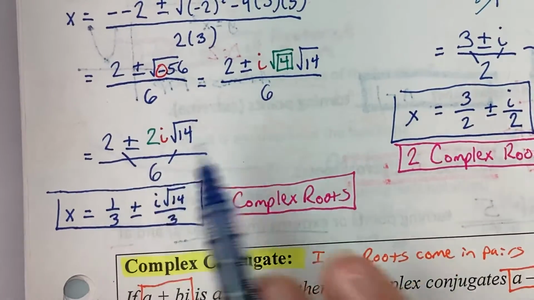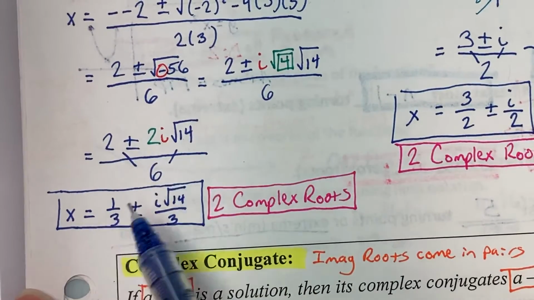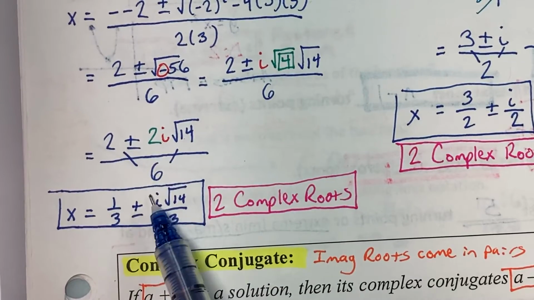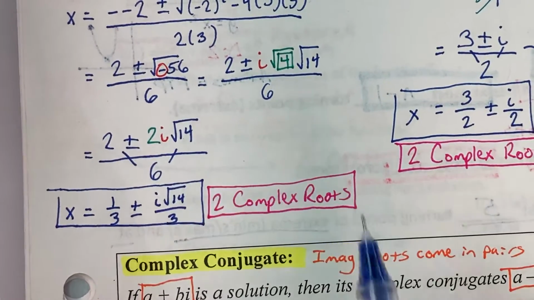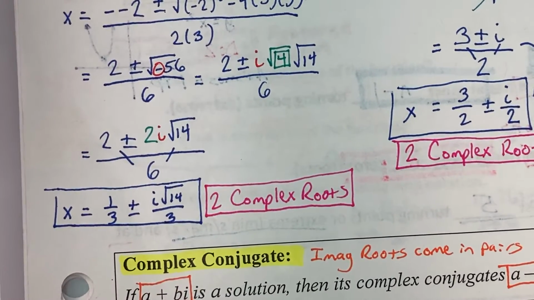And we have to divide both sides by 6 to get it in that complex form. So 2 out of the 2 and the 6 leaves me with 1/3. And a 2 out of the 2 and that 6 leaves me with 1i, or just i rad 14 over 3. So again, my solutions are not the 1/3 and the i rad 14 over 3.